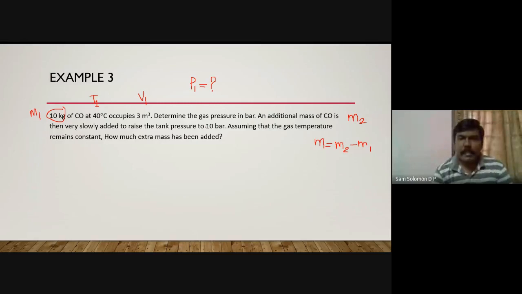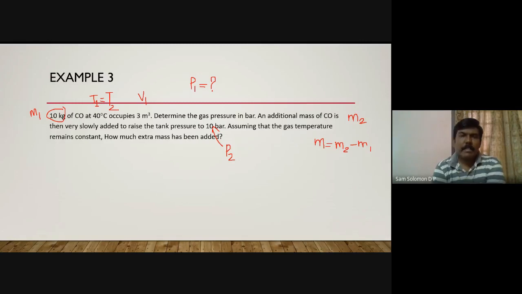And the additional value which they have given us is this 10 bar, which is the final pressure, P2. One more thing they have mentioned is that the gas temperature remains constant, which means T1 equals T2 equals 40 degrees centigrade. So that is what they have given us in the problem. These are all the given details. So let's go step by step.